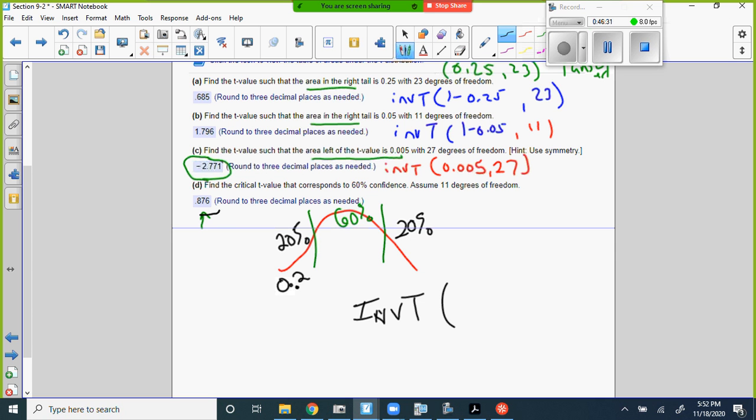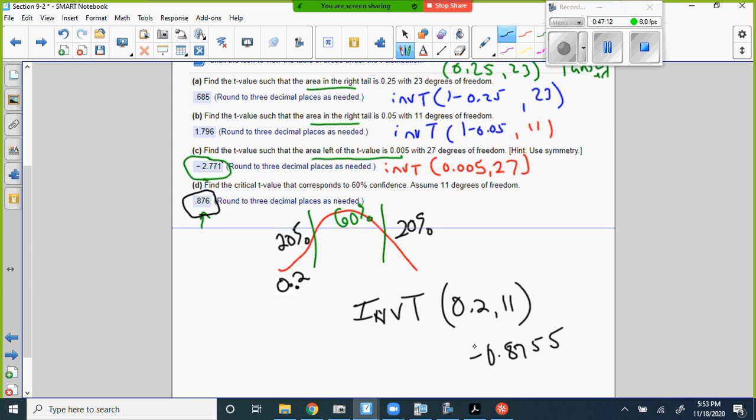They're looking at it, when they say find a critical, they didn't say left tail or right tail, did they? So if they just say find a critical t-value, then you need to report it back as a positive value, right? If they don't tell you what tail it's talking about. So you're doing 0.2, comma, 11, right? And when you do that, you get negative 0.8755, right? Okay.